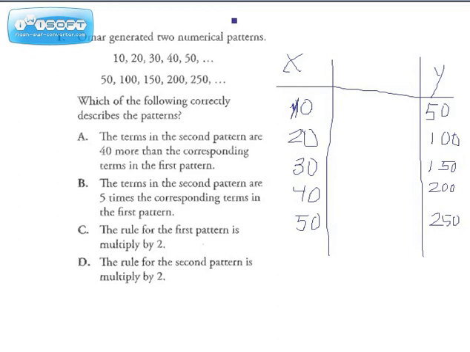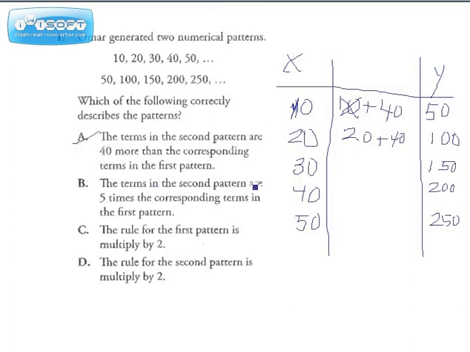And let's see if we can see any kind of relationship between the two different sets of numbers. Which of the following correctly describes the pattern? The terms in the second pattern, so that's this, are 40 more than the corresponding terms in the first pattern. So in other words, we take X and we add 40. Is that true for all of them? Is 10 plus 40, 50? Is 20 plus 40, 100? Well, it doesn't work for the second one, and it's not going to work for the third one either. So let's reject that.